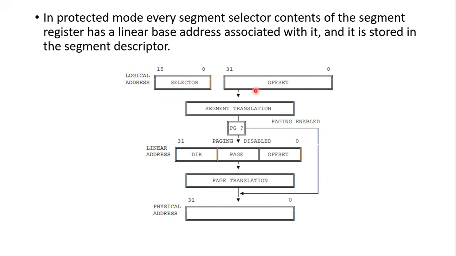Now what will this do? The offset will be given to the segment translation unit. In the segment translation unit, basically there is one process. Once the process is carried over here, the segment translation will hand over the data to the paging translation unit. What will this paging translation unit do? Over here, conversion of logical address to linear address will take place.